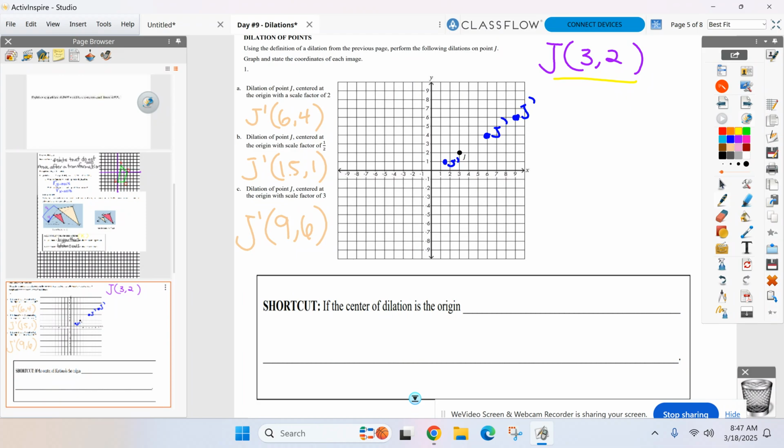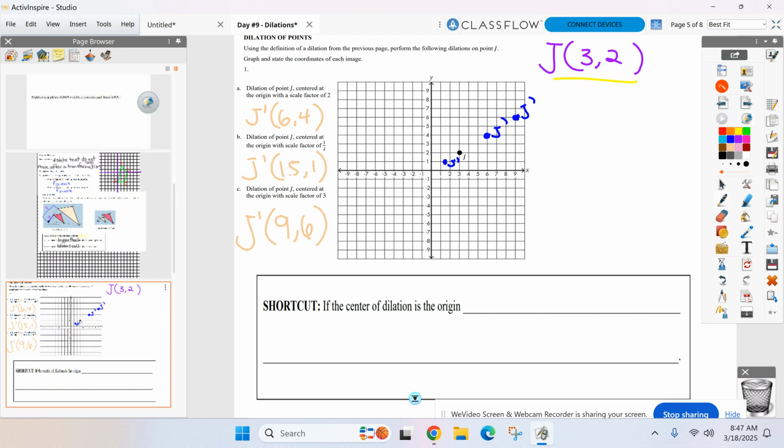Anybody see it? Anybody see my shortcut? What's up, Jesse? Multiply the pre-image by the scale factor. Yeah, hey, take 3, 2. Go back to part A. My scale factor was 2. If you multiply the x and the y by 2, what do you get? 6, 4. Okay? Part B, if you multiply 3 and 2 by 1/2, what do you get?